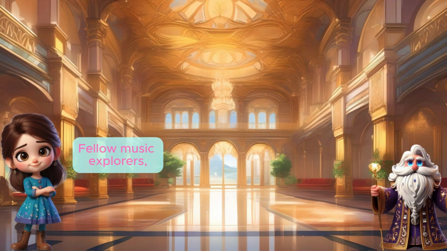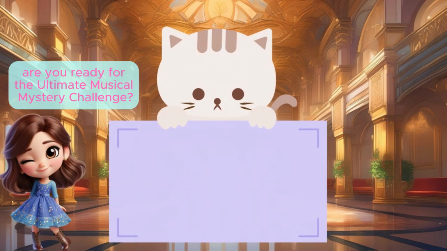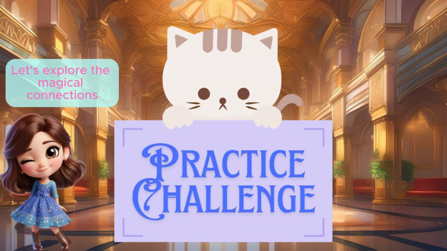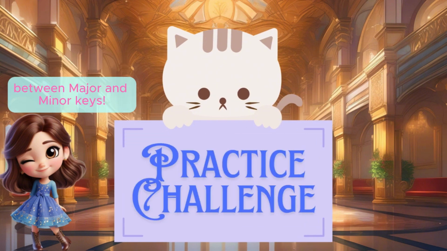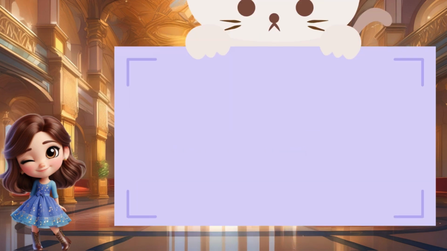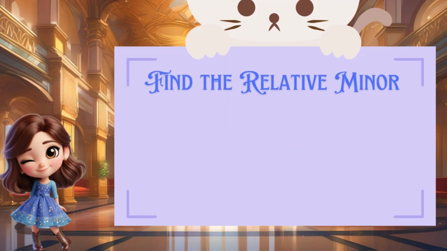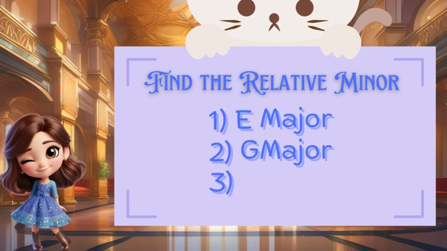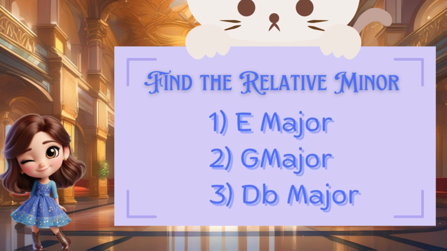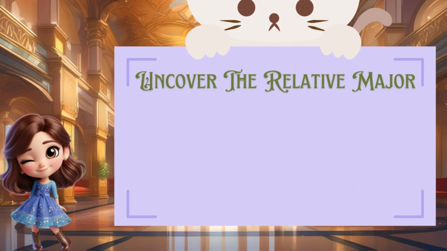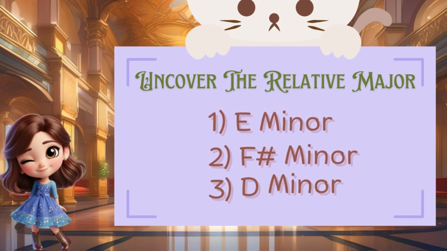Fellow music explorers, are you ready for the ultimate musical mystery challenge? Let's explore the magical connections between major and minor keys. Find the relative minor key for these major keys: E major, G major, and D flat major. Lastly, uncover the relative major key for these minor keys: E minor, F sharp minor, and D minor.